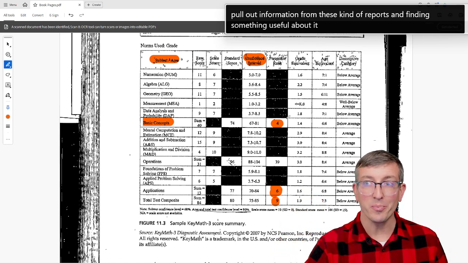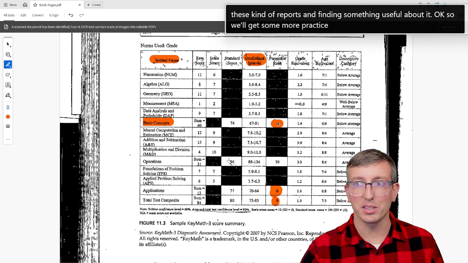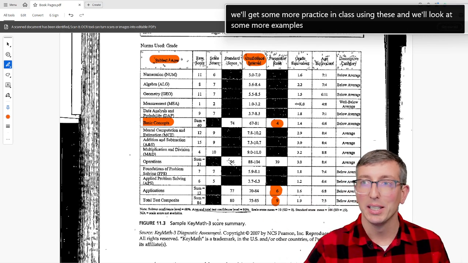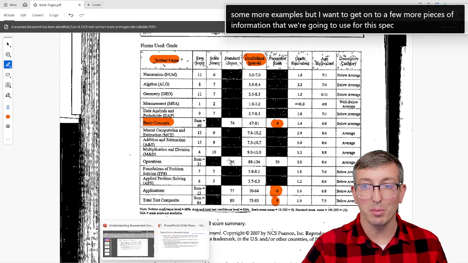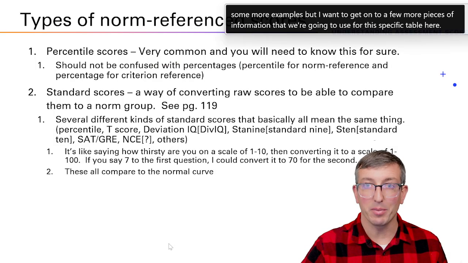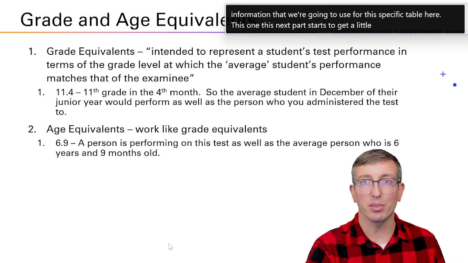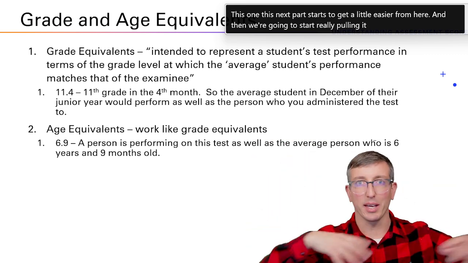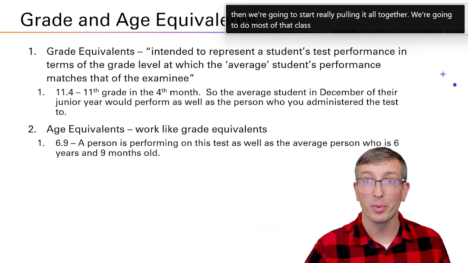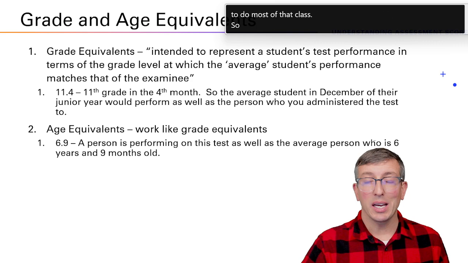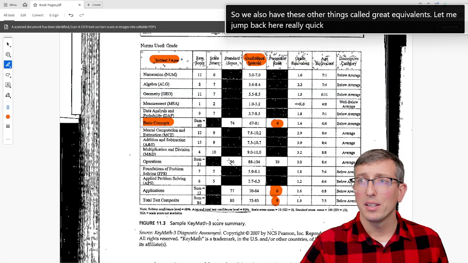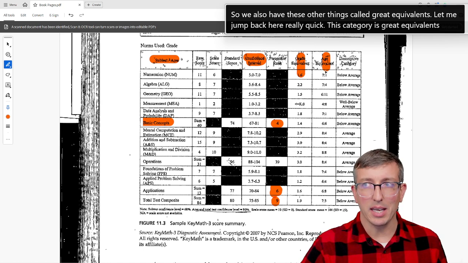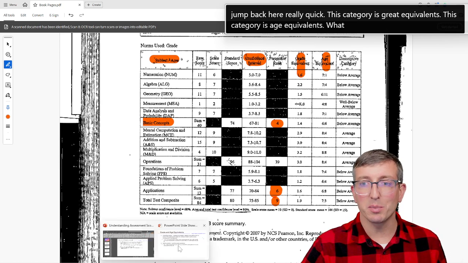Okay, so we'll get some more practice in class using these, and we'll look at some more examples. But I want to get onto a few more pieces of information that we're going to use for this specific table here. This next part starts to get a little easier from here, and then we're going to start really pulling it all together. We're going to do most of that in class. So we also have this other thing called grade equivalence. Let me jump back here really quick. This category is grade equivalence. This category is age equivalence. What do those things mean?